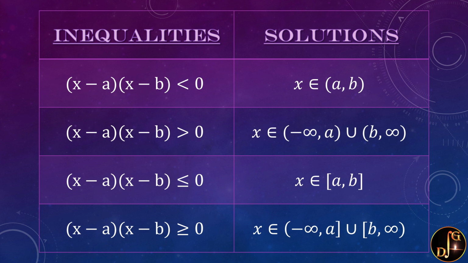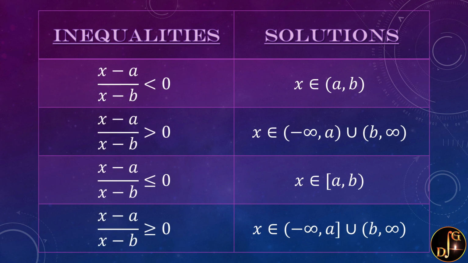Similarly, if the product is less than or equal to 0, then it is the same case, but we get the closed interval because it can be equal to 0. The value will be equal to 0 either at x equal to a or at x equal to b. Therefore, those two points are also included. Similarly, if the product is greater than or equal to 0, same as the second case, but here we have closed intervals at a and b.